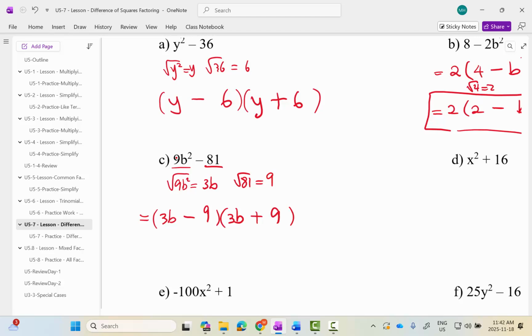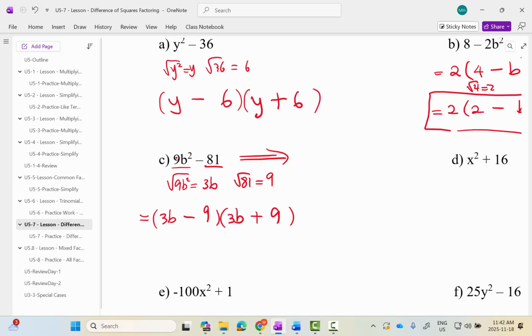Oh, you know what? I should have maybe factored out the 9 first. Yeah, what if you did? We could factor out the 9 first too, and that's what I generally like to do.